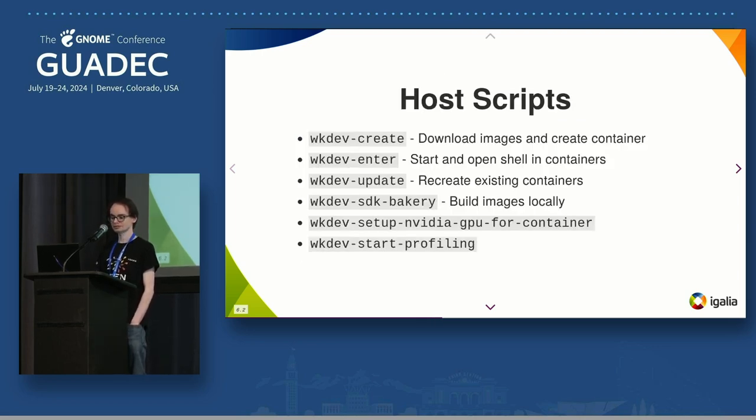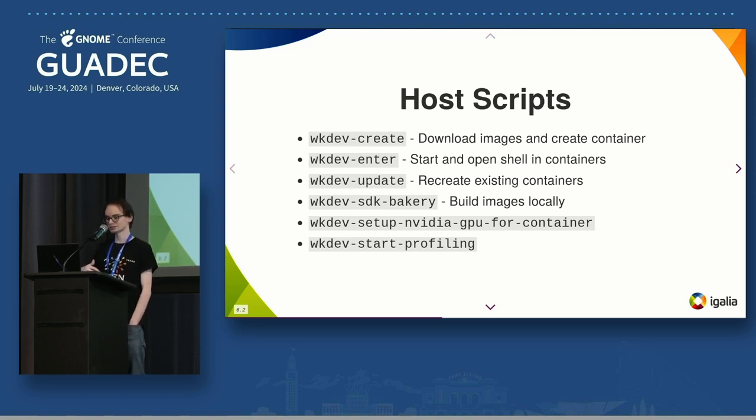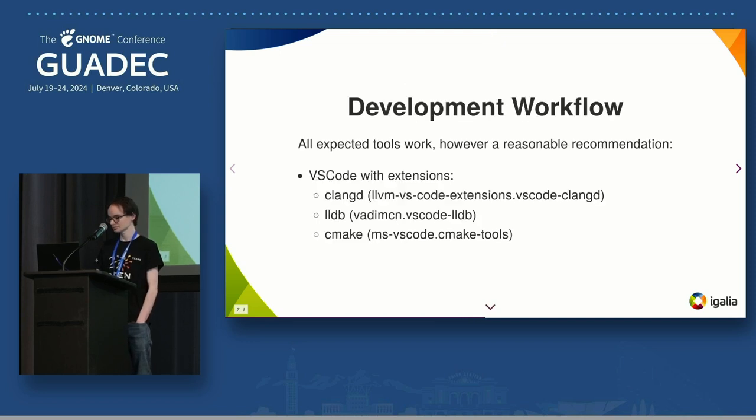So what we do is we provide a few scripts that you can run on your host. So there's scripts to create containers, to run shells in containers, to delete and recreate containers when new versions come, and to build images locally if you want to customize it. And then inside of the container, we have a few scripts that just help you a little bit, like setting up dev help to read documentation for your current developed version. And we have a script that installs Visual Studio Code and some extensions along with it.